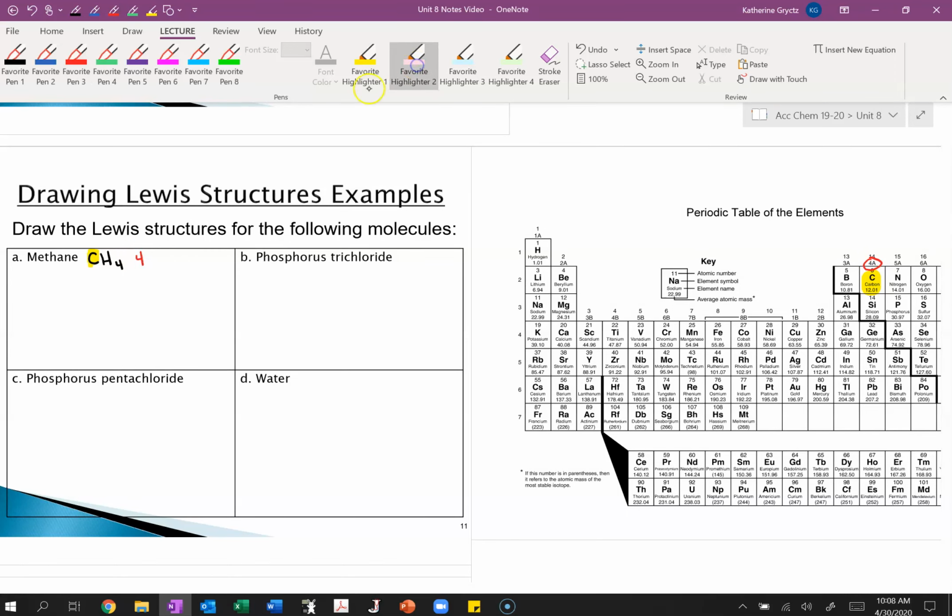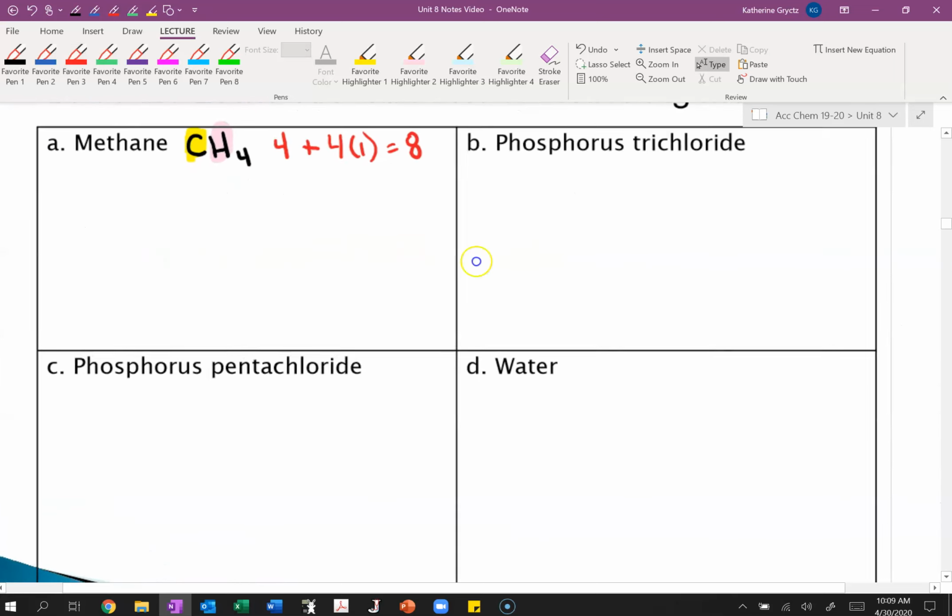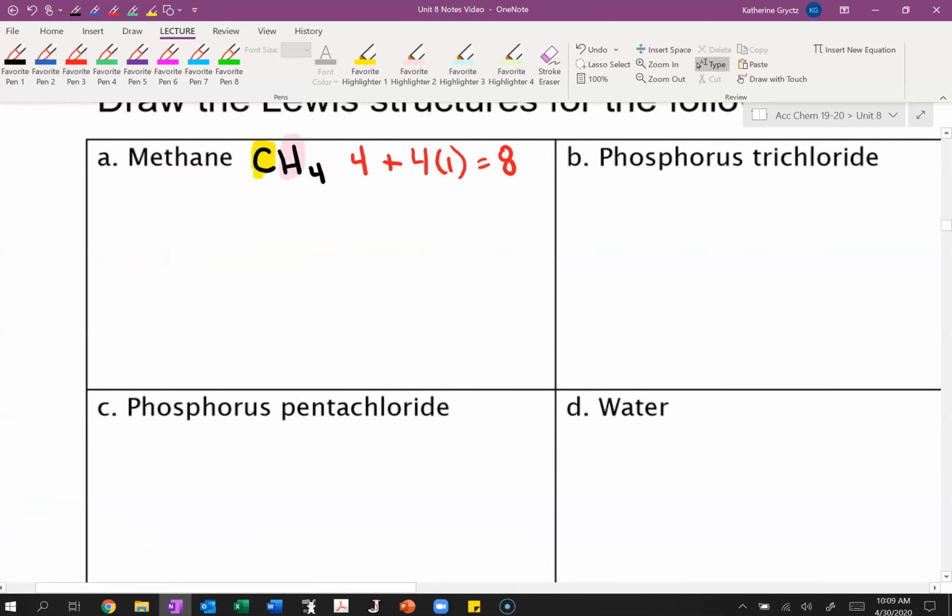Then I'm going to look up hydrogen, and hydrogen has 1 valence electron. However, I have 4 hydrogens. So there's going to be 4 of those little ones, and I'm going to add these together to get my total number of electrons. That's most important to me first. I have to know how many electrons, how many dots, I'm drawing in my structure. If I don't have that number right, my structure is not going to be right.